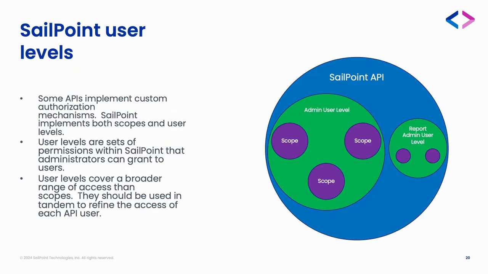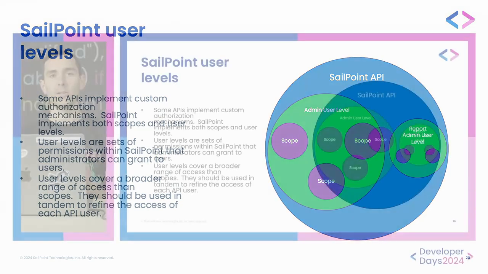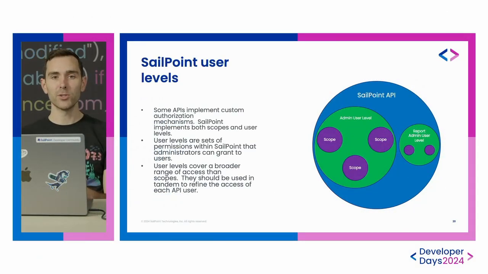The next form of authorization at SailPoint is user levels. Scopes are very fine-grained access controls that an API can be limited to. User levels, however, are a broader range of access that a user can have. Every user in a SailPoint tenant must have a user level. At the bare minimum, there'll be a user, and users have the least amount of privilege to access things on the site. It can be all the way up to admins.